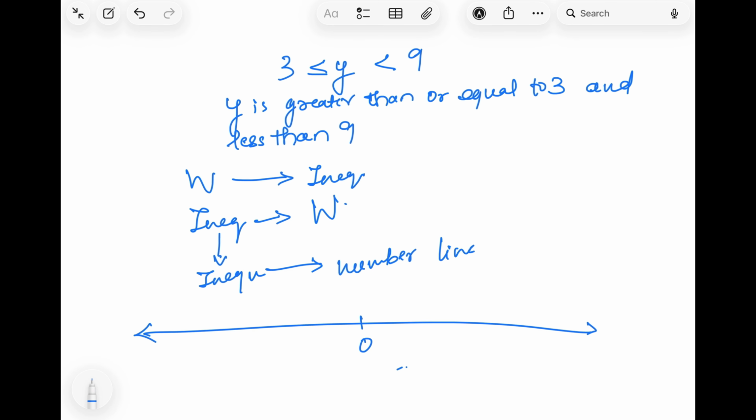On the number line, 0 is in the middle. This side we have all the positive numbers and the other side we have all the negative numbers. There are many, I'm just writing. So I'm just explaining what a number line is. A number line is a line in which 0 is in the middle and 1, 2, 3, 4 are on the right side and minus 1, minus 2, minus 3 on the left side.